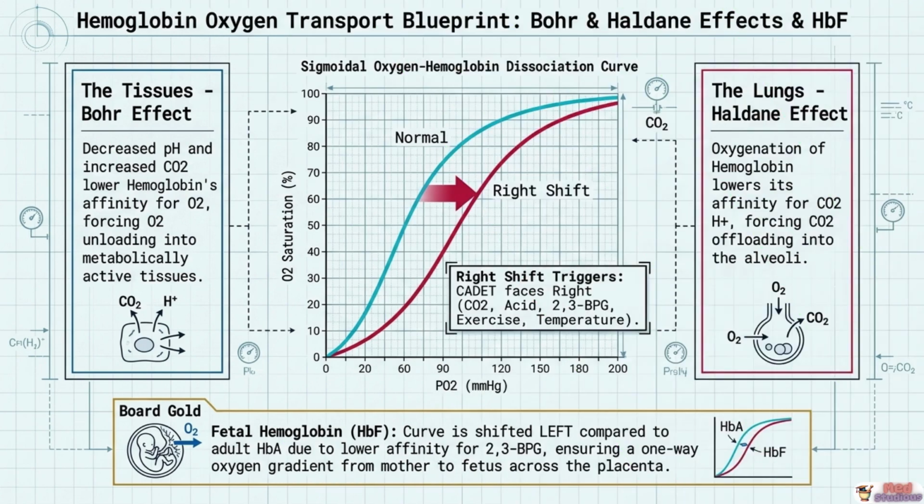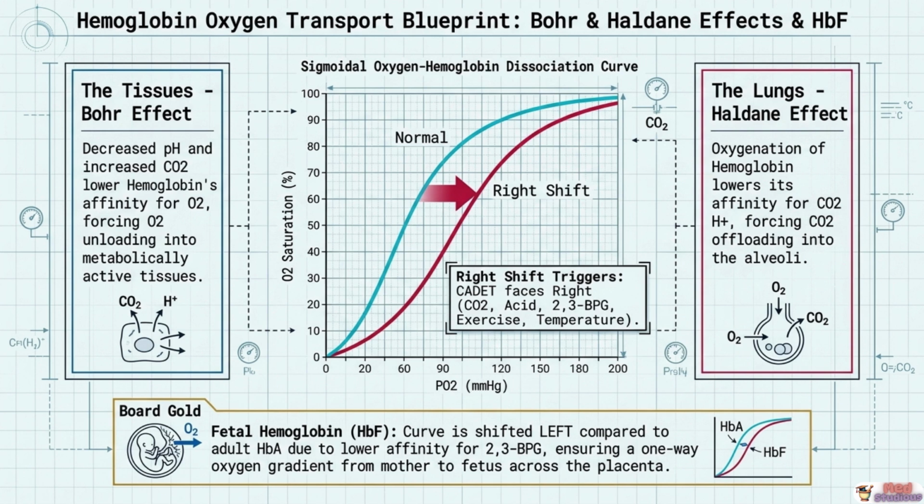Oxygen transport by hemoglobin follows a sigmoidal dissociation curve, and 2 reciprocal effects explain how oxygen is released precisely where it's needed and picked up precisely where it's available. At the tissues, the Bohr effect dominates. Decreased pH and increased carbon dioxide both lower hemoglobin's affinity for oxygen, forcing oxygen to unload specifically into metabolically active tissue that has generated this local acidity and carbon dioxide in the first place.